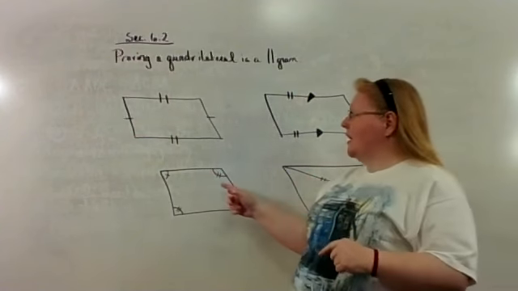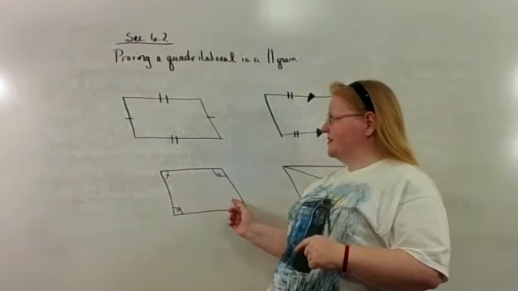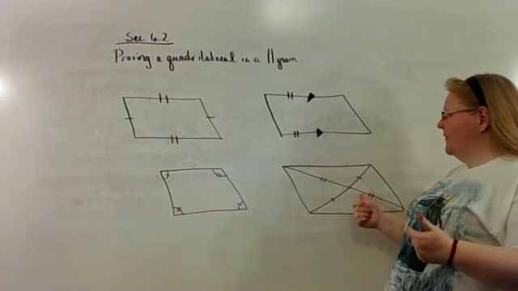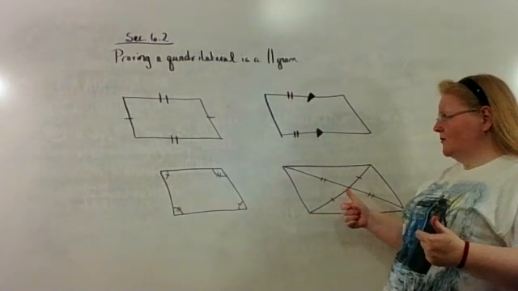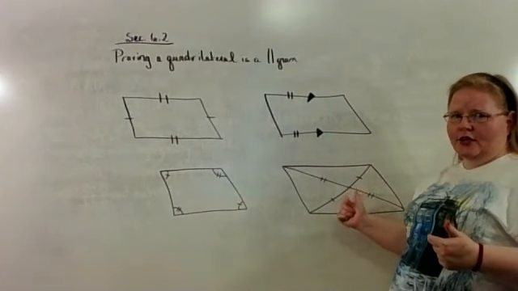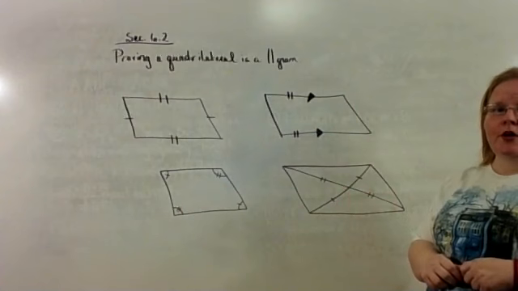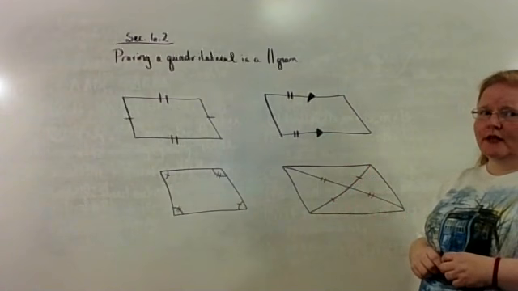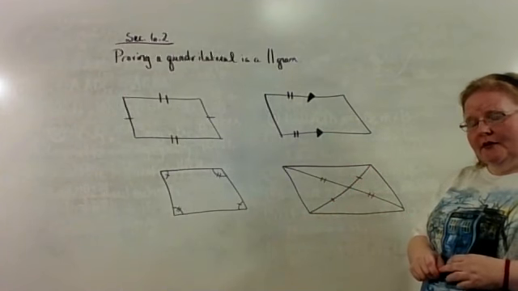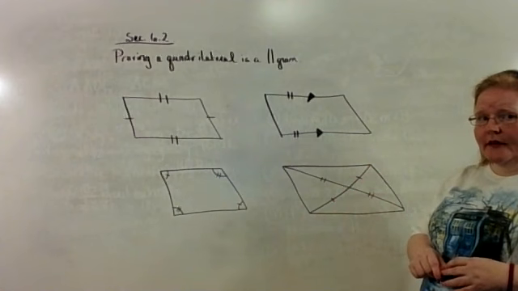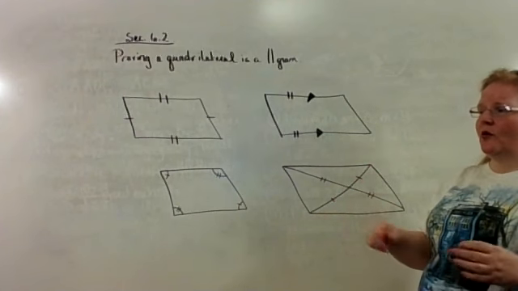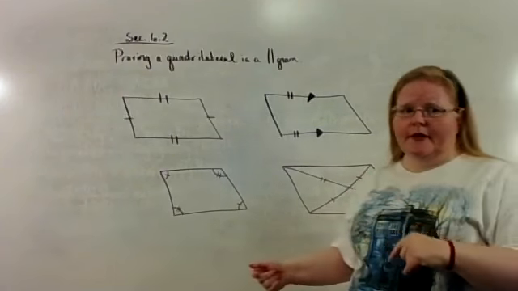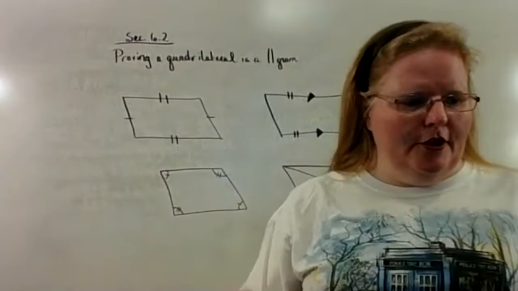If you have 2 sets of opposite angles that are congruent, then it's a parallelogram. And if you have diagonals of your quadrilateral that bisect each other, then that has to be a parallelogram. These are the only 4 that will prove it to be a parallelogram. It doesn't say what kind of parallelogram it'll be. It can be any kind of parallelogram. It could be a square, rectangle, rhombus, or any other kind of parallelogram that we have, but it will be a parallelogram. So there you go.